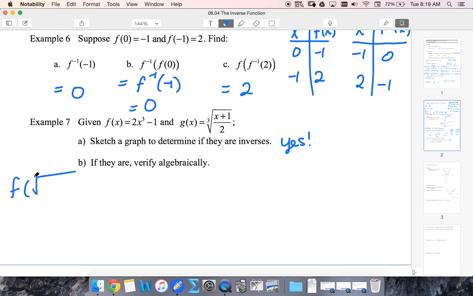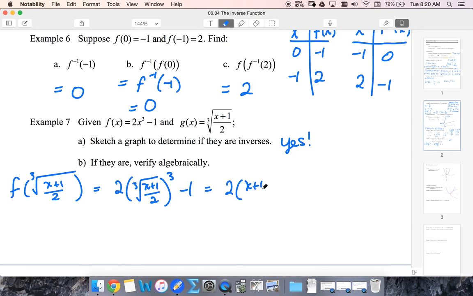F of g of x, so cube root x plus 1 over 2, that's going to be 2 times the cube root of x plus 1 over 2, cubed, minus 1. Cube root and cube, of course, cancel. So I'm going to have 2 times x plus 1 over 2 minus 1. Of course, that's going to give me x.